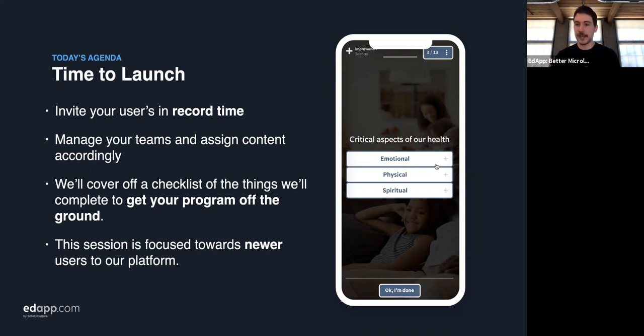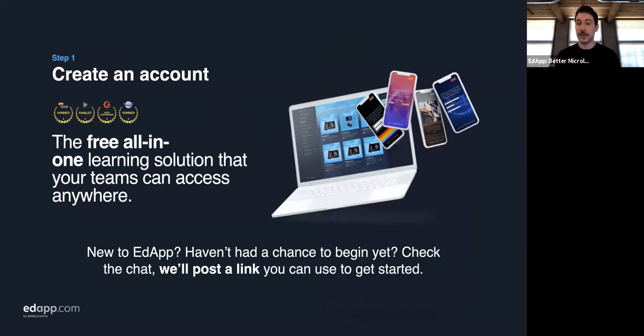So let's cover off a checklist of the 3 things that we're going to need to do in order to prime our account, make sure it's ready to go, and get our employees learning. That's the biggest thing that we want to cover today. And again, I know I just iterated this, if you're newer to the platform, you're in the right place.